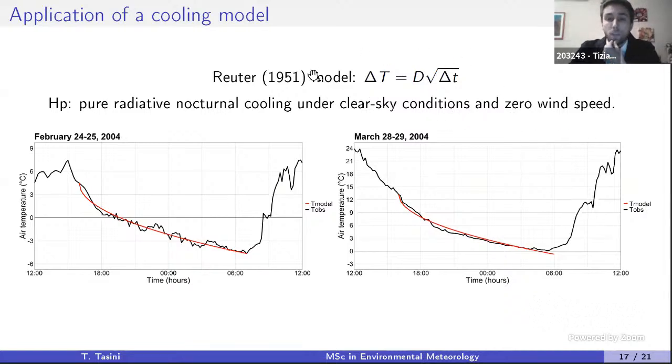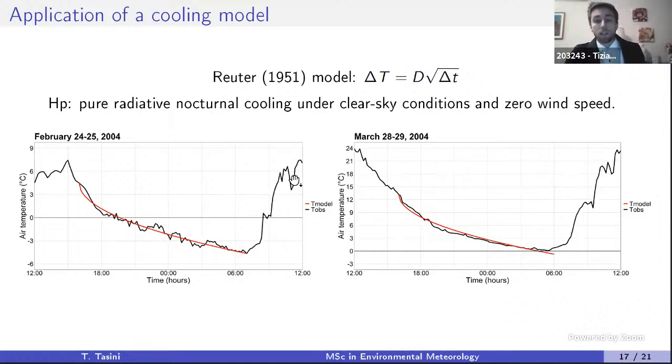Looking at the formula here, the delta temperature is the lowering of air ground temperature from sunset to a value of time t during the night. Delta time is the time elapsed from sunset to the time t during the night. And d is the decay coefficient obtained from the interpolation of the latter two data.